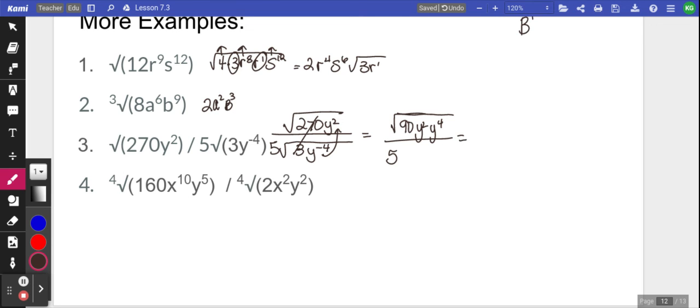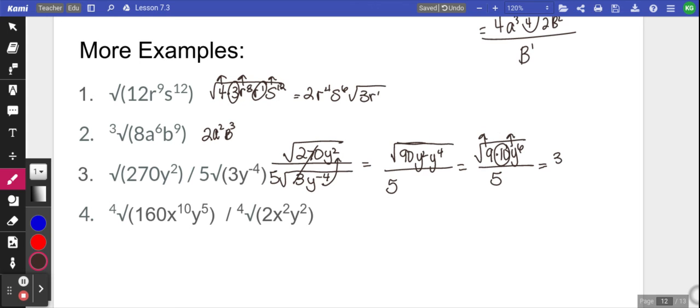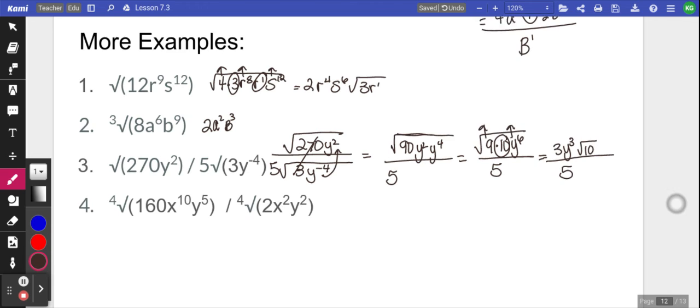90 is not a perfect square, but it breaks up into 9 and 10. And y to the 6 can be divided by 2, so I'm going to leave that over 5. The 9 comes out as 3. The 10 gets circled. Y6 over 2 comes out as y3. Square root of 10 over 5.